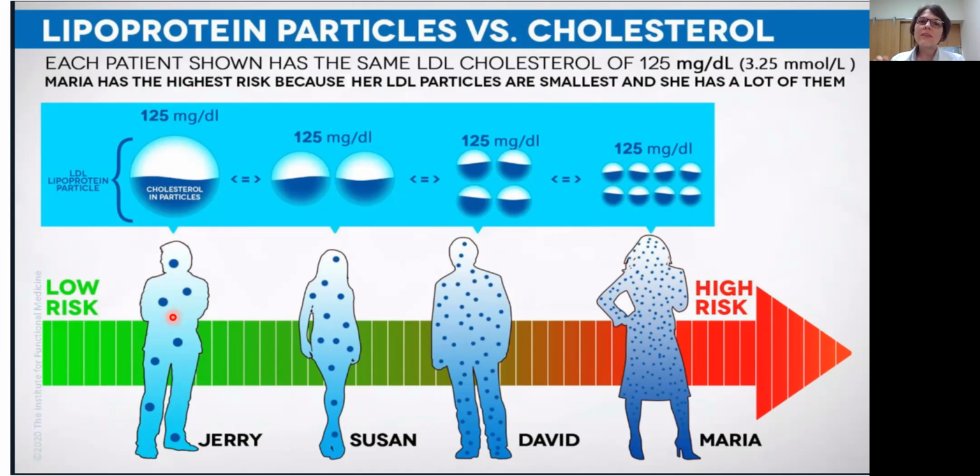So in the advanced lipid panel that we do, the Cardio IQ or the Boston Heart Test, we're looking at the particle number, not just how much total LDL cholesterol they have, but are they big LDL particles or are they little LDL particles? These little particles can do damage in the bloodstream.